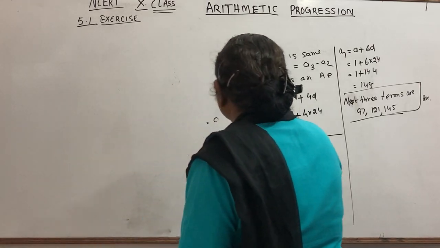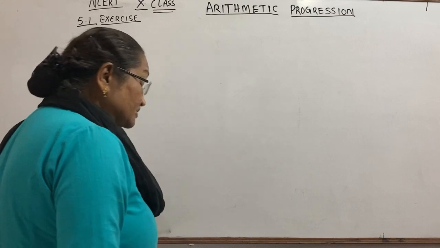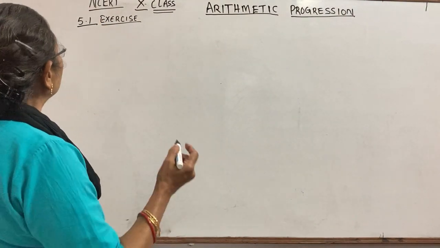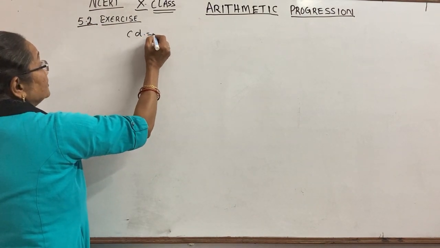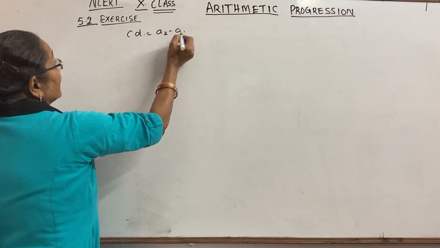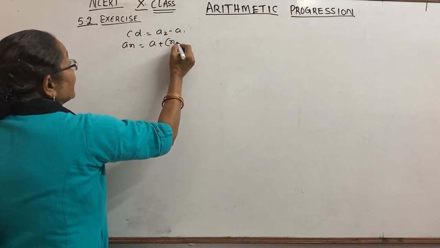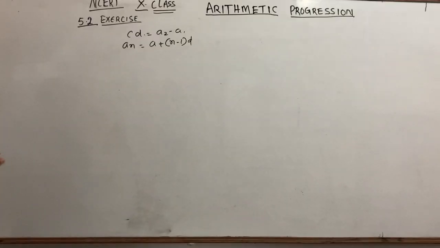Now let's go for 5.2. It depends on the same question, the same formula. Same formula, what is that? How to get the common difference? This is 5.2. Common difference, how to get it, you know, A2 minus A1. And how to get the nth term? A plus n minus 1 into d. Okay, so that you can do.